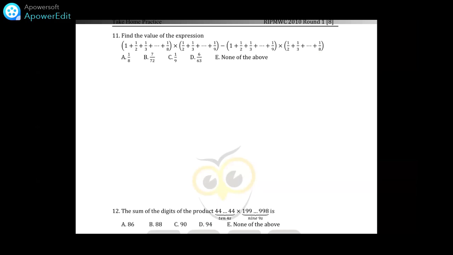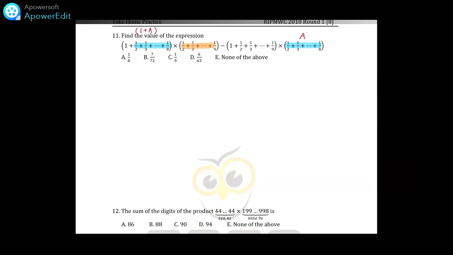Let's take a look at question 11. So find the value of this expression. Now we look for the fractions that are the same. Notice that this is from 102 to 108. In this bracket, we have the fraction from 102 to 108. Let's call it A. So the first one is 1 plus A.